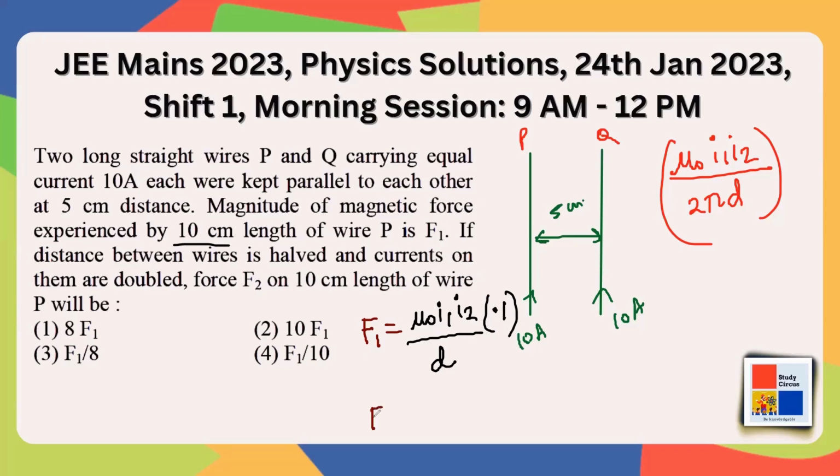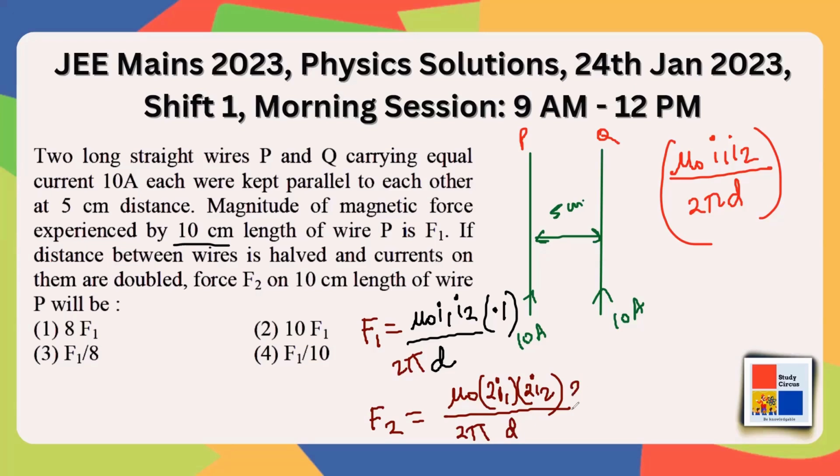Now I make the changes. F2, what is the force between the two going to be if I double the currents and half the distance? So if I double the currents, I1 is going to be 2I1 now, right? I2 is going to be 2I2 now, right? And upon 2 pi, and the distance is halved as well. So D by 2 I'll write here, okay?